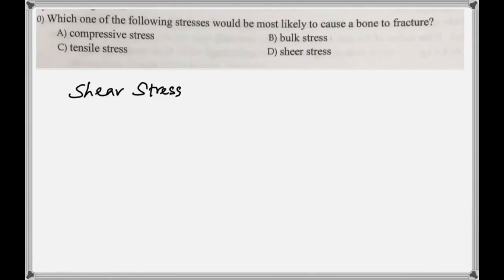Which one of the following stresses would be most likely to cause a bone to fracture? Of course, it's going to be the shear stress, because a compressive stress is when the bone carries the weight of the person and the force is acting lengthwise, which it can take. Same with tensile stress or bulk stress, but shear stress is involved when you're trying to twist something, so the human bone cannot take a twisting force. That is why if you step somewhere at a wrong angle, that tends to twist the bone and it can't take the shear stress.